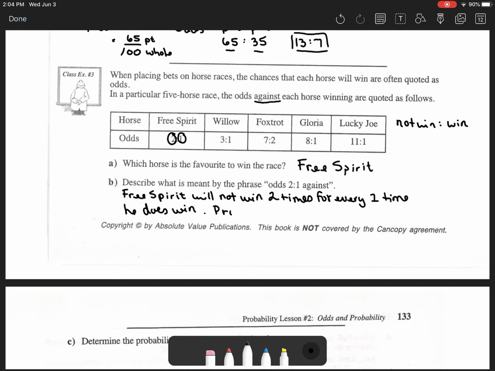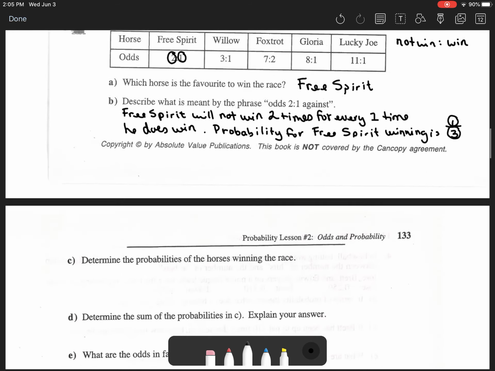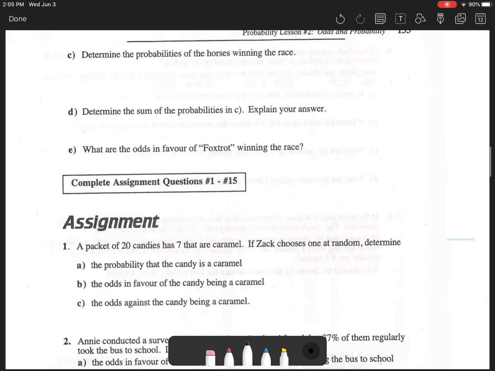The probability, you don't have to write this because they don't ask for it, they just ask where that phrase is, but the probability, okay, for Free Spirit winning is 1 out of 3, right? 1 win for every 3 races, okay? So the probability for Free Spirit to win would be 1 out of 3. Okay, and that's what they're going to ask us on the next page, okay? Determine the probability of the horses winning the race, okay?